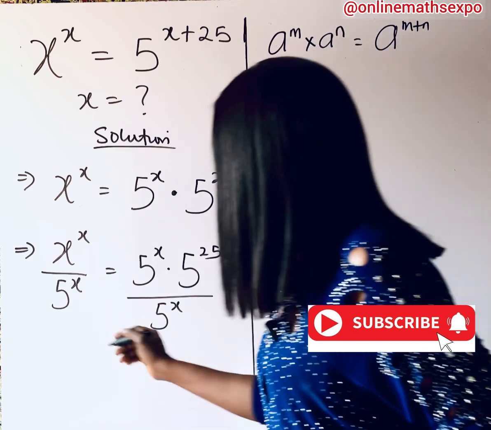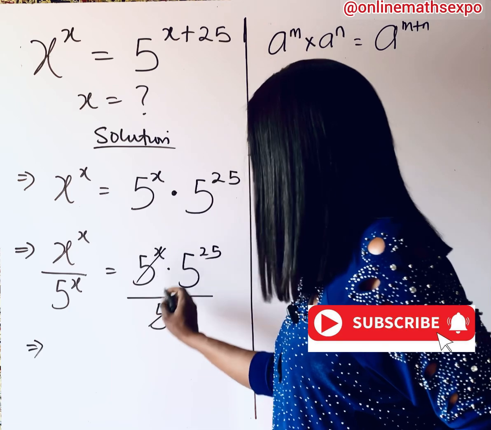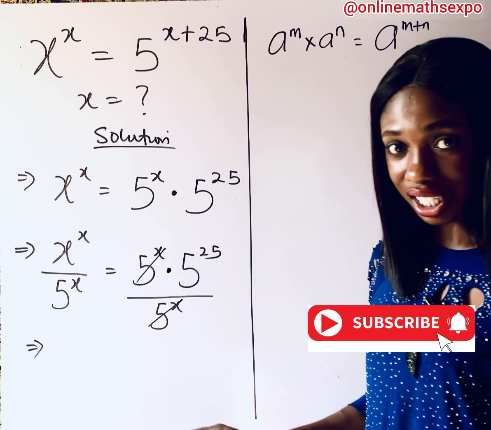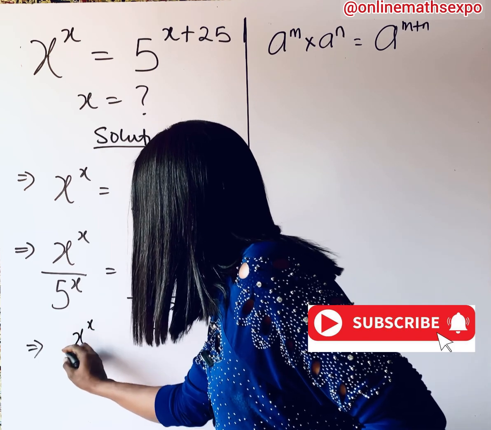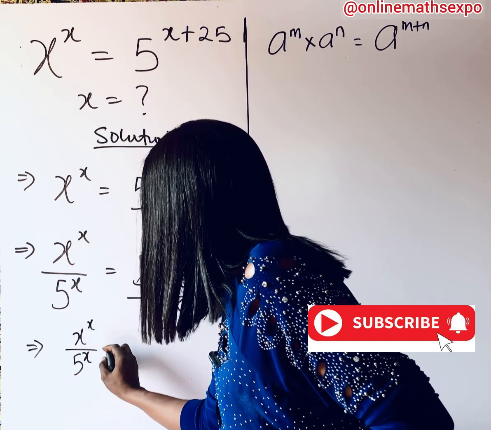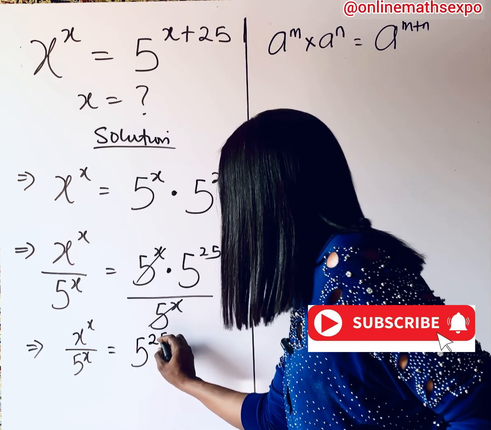So we continue at that point. This can cancel this, okay, because this operation here is multiplication. So if you do that, we are going to have x to the power of x over 5 to the power of x is equal to, you'll be left here with 5 to the power of 25.